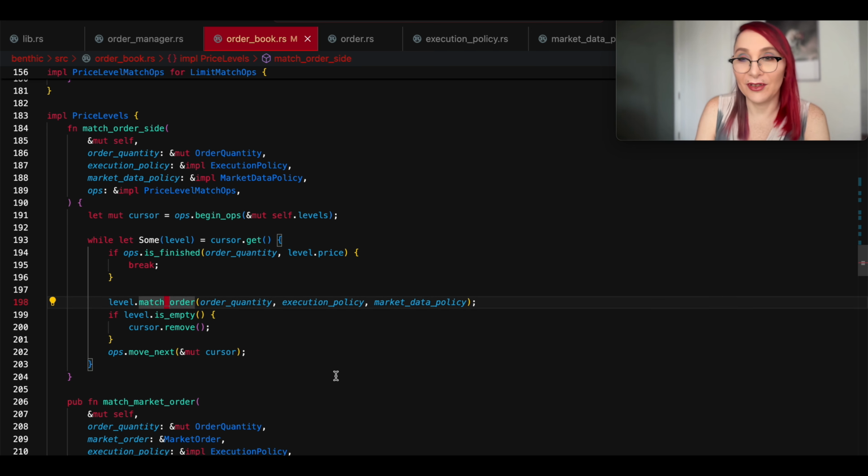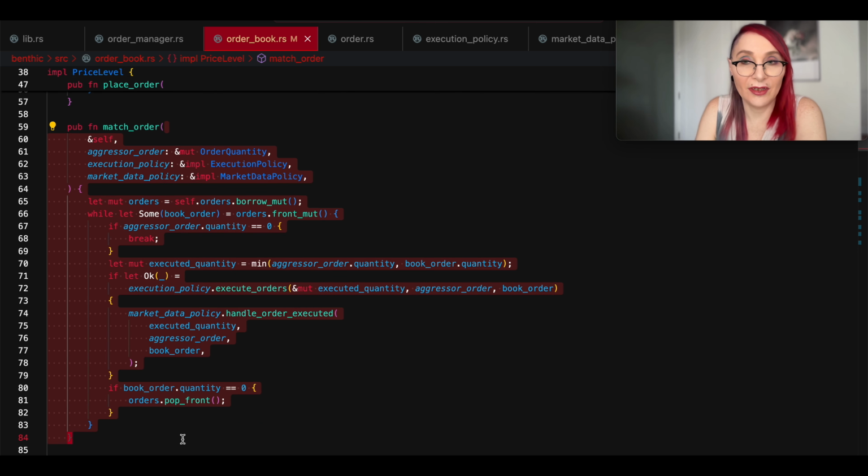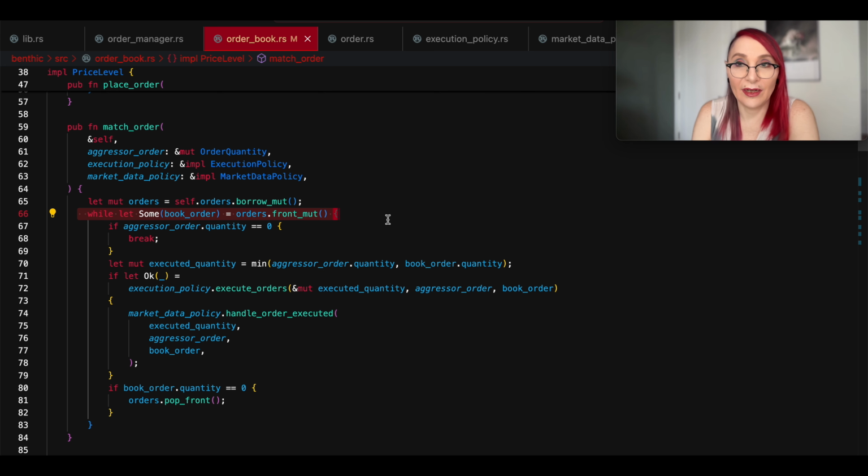Let's see match order for the price level. Price level has this order queue, okay? It's just a queue of orders. It's actually a queue of order quantities. So the match order function for the price level will start from the beginning of this queue. Regardless whether on a bid side or on the ask side, a level is always starting from the beginning of the queue because this is just a FIFO queue. First order that came in is the first one that gets executed.